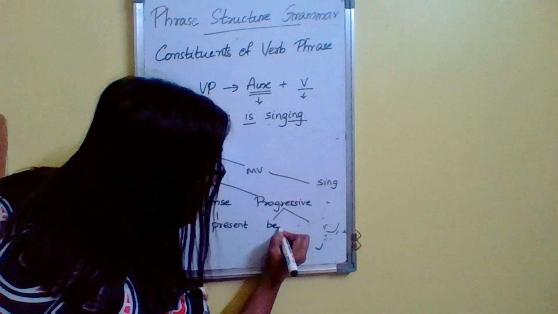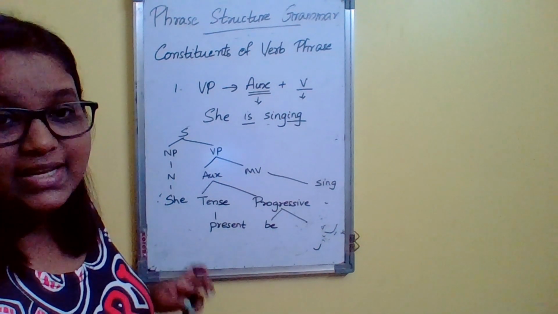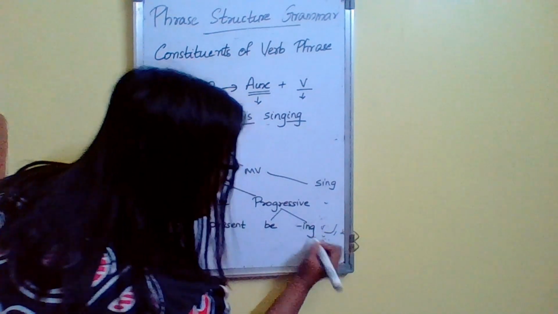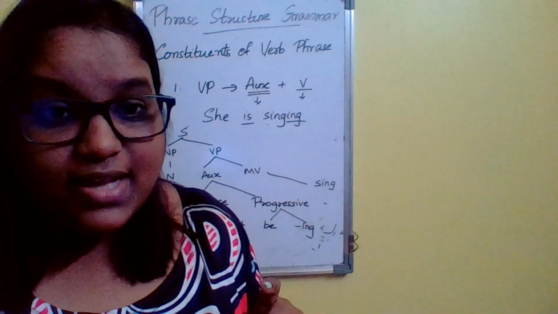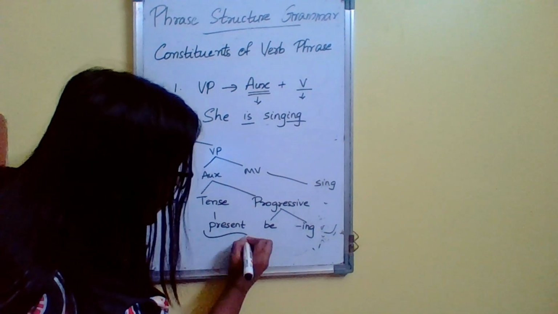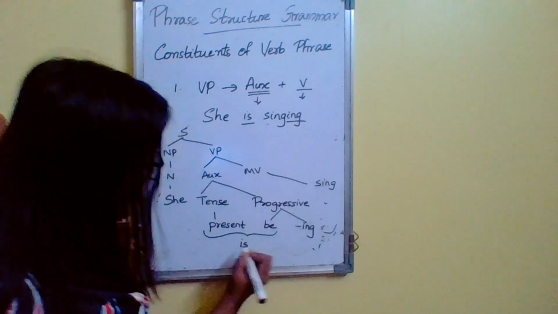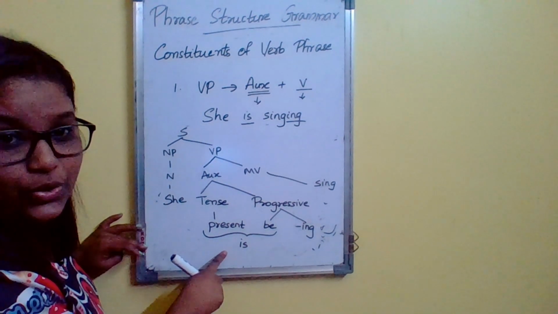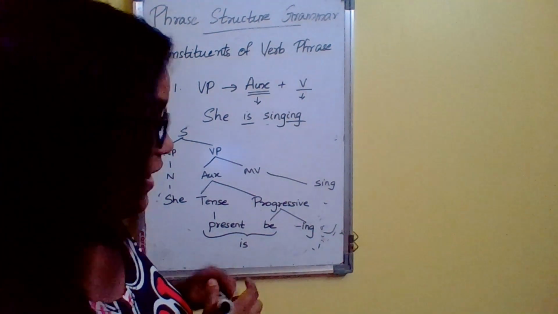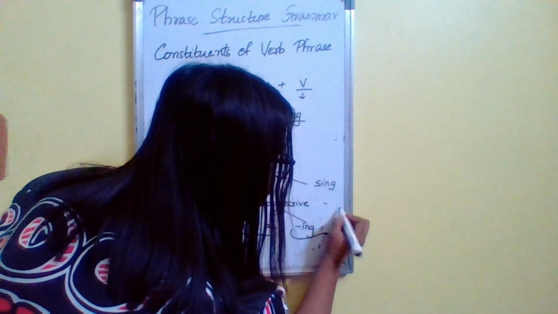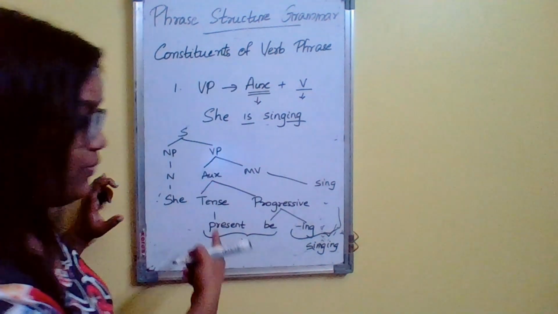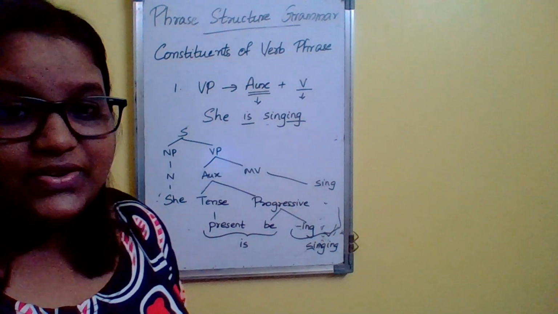First of all, be. Second is ing. So be plus ing. Progressive means be plus ing. Now let us add all this together. Present of be is. That's because she is singular. If it was they, it would have become are. And ing plus sing is singing. So I hope you understood how to do this tree diagram.